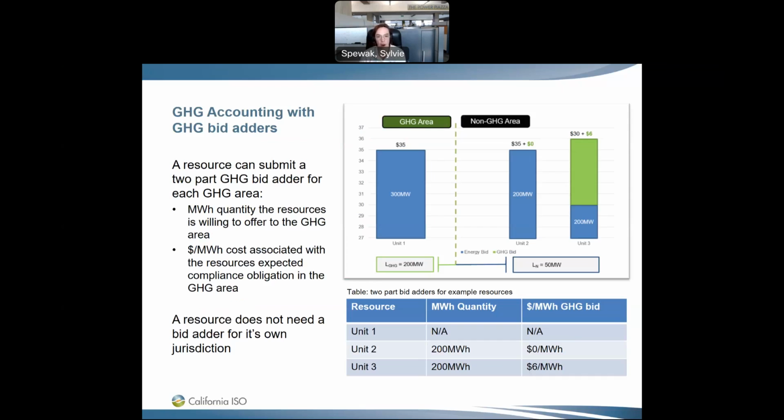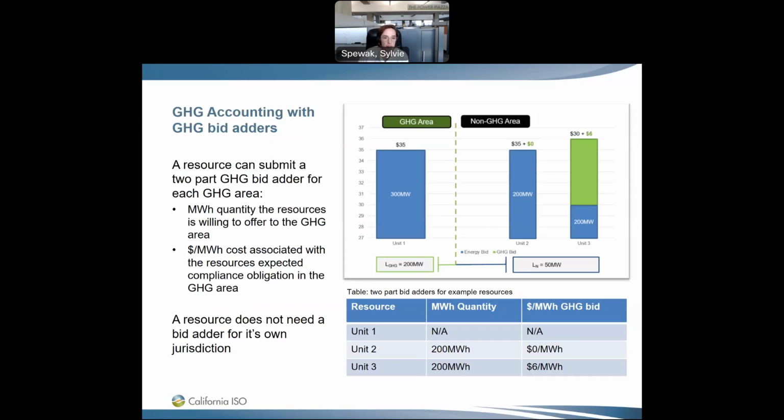You'll note that Unit 1 just says $35 at the top, and there's no megawatt quantity or dollar per megawatt GHG bid. Unit 1 is located in the GHG area, and a resource does not need a GHG bid adder for its own jurisdiction. These resources don't opt in because they're in a state that requires compliance from them no matter what. We don't attribute resources that are already located in the GHG area because LMPs in the GHG area already reflect energy and compliance. And I'll show you how this works in practice in Chapter 4.